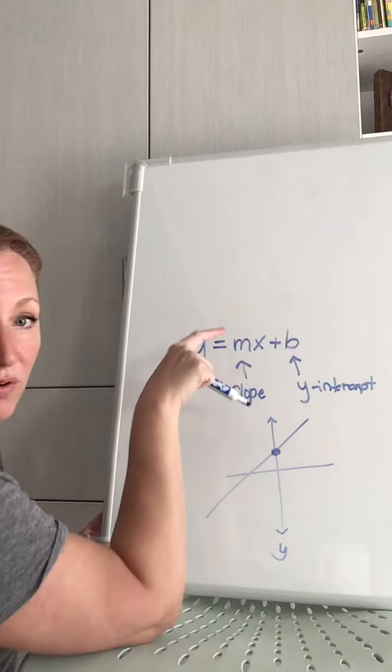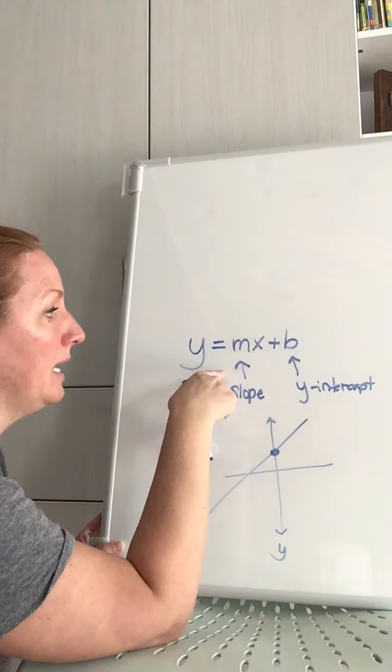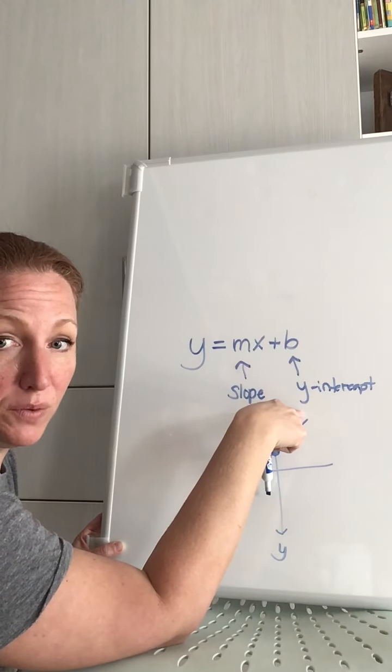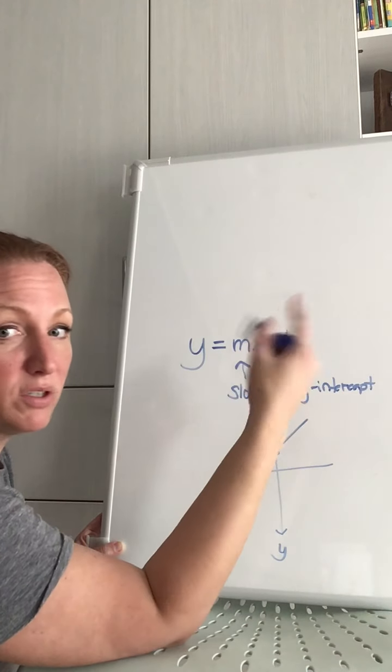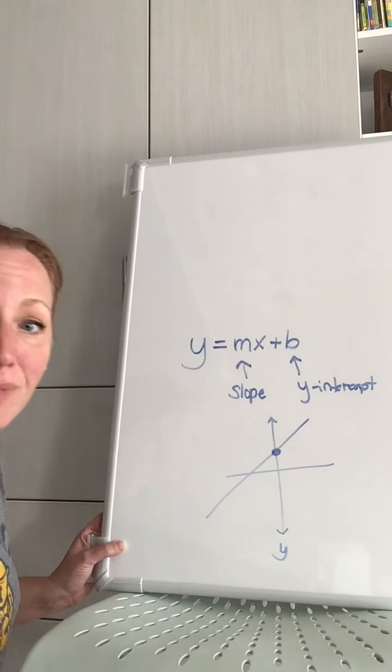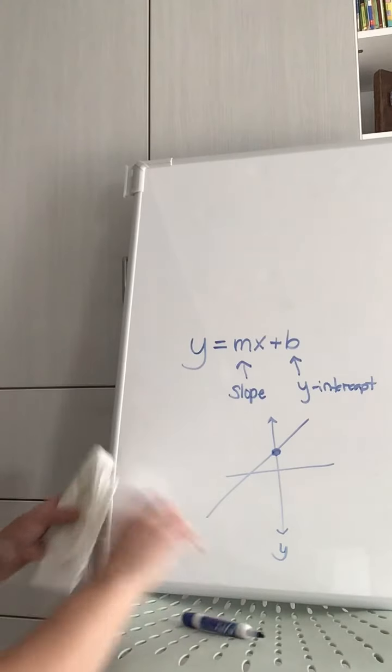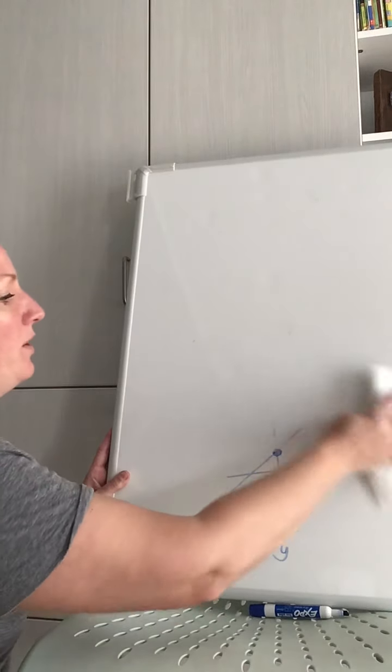Okay? You're going to need to know the formula of the line, y equals mx plus b, and what the m and the b stand for. So if you want to take some notes, or you can just go back to this, whatever you want to do. Next, you're going to have to be able to graph a couple of lines.